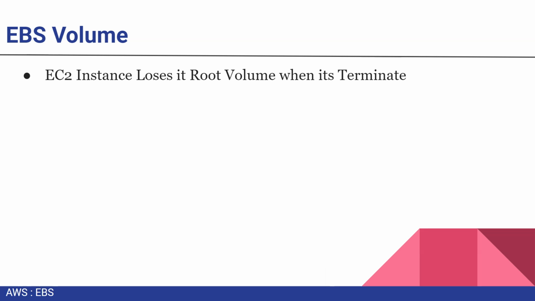An EC2 instance loses its root volume when it terminates. You might have observed that once you terminate your EC2 instance, it removes its attached root volume. The root volume is nothing but an EBS volume, but it gets removed. So when you terminate your EC2 instance, your root volume will be deleted. In case of any unexpected termination, Amazon sometimes shares information, but in that particular termination you can lose your data.